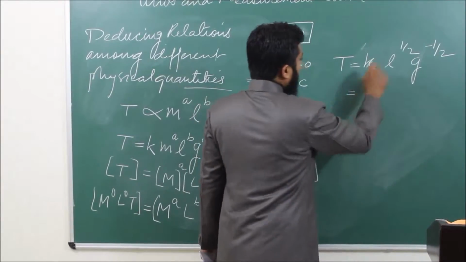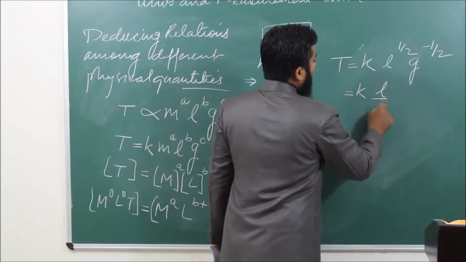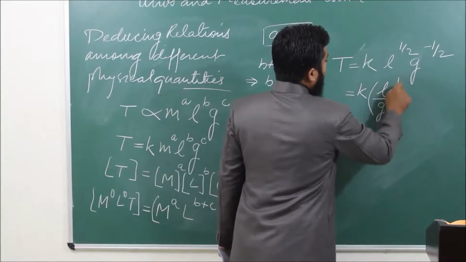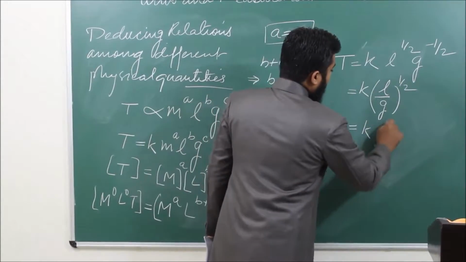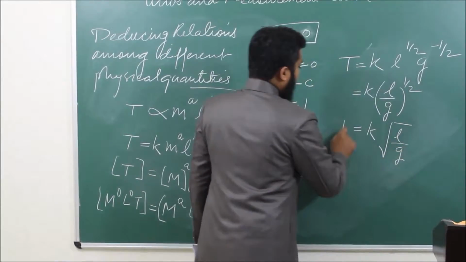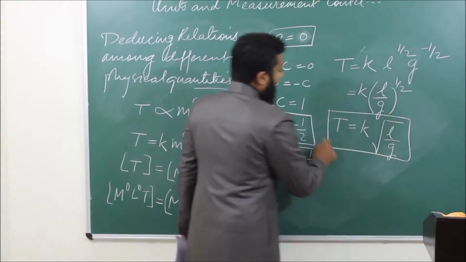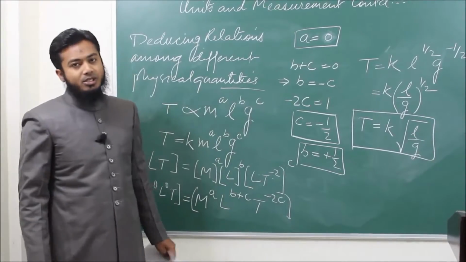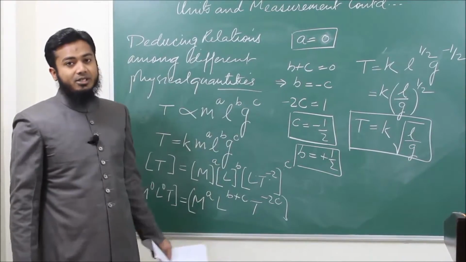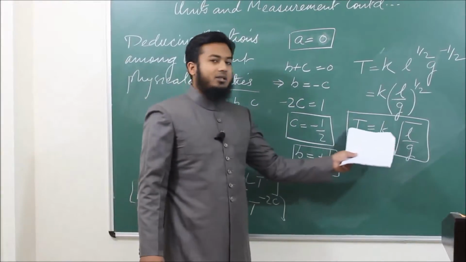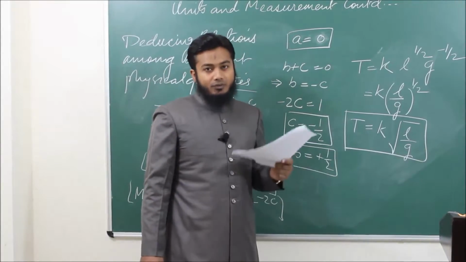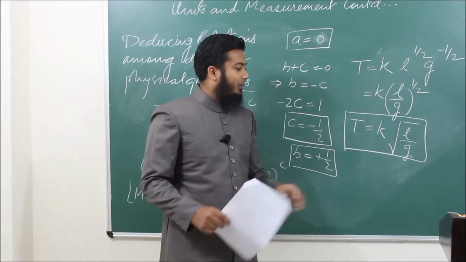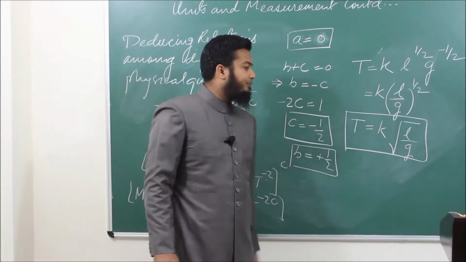And I can write it like this: L over g whole raised to the power 1 over 2, and this can also be written as k under root L over g. So the dimensional formula now looks like k under root L over g. L is length of the pendulum, g is gravitational constant, and you can see mass doesn't appear here, so we say that the time period of the simple pendulum does not depend on the mass of the bob.